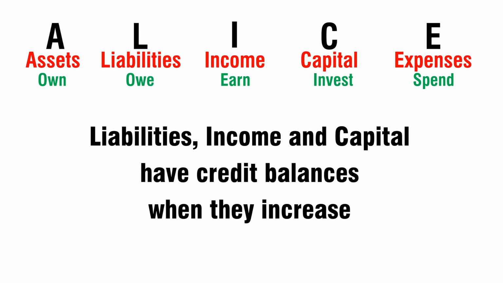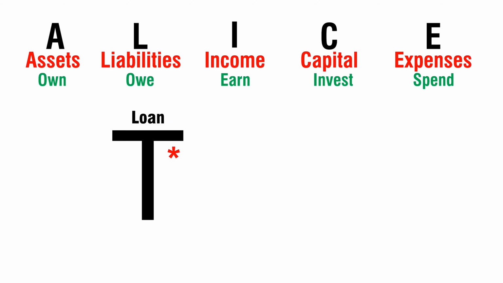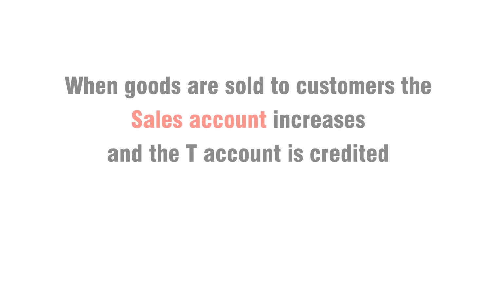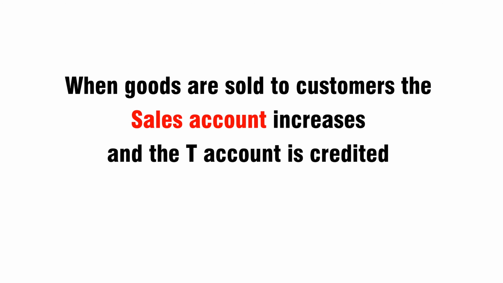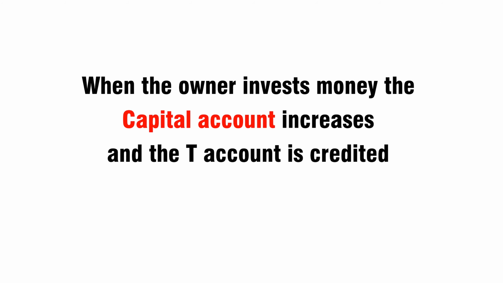Liabilities, income, and capital have credit balances when they increase. When cash is borrowed, the loan account increases and the T account is credited. When goods are sold to customers, the sales account increases and the T account is credited. When the owner invests money, the capital account increases and the T account is credited.